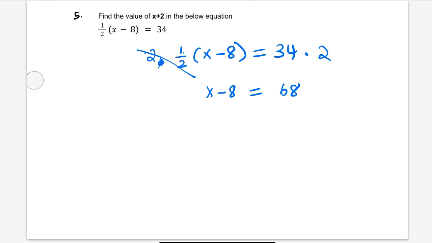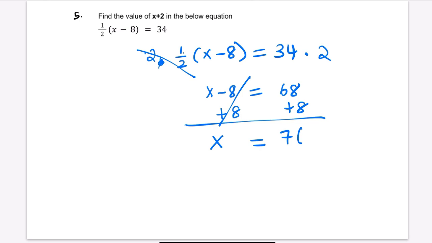Fractions, multiply by its inverse. Now, so x minus 8 is 68. Again, we are asked to find x plus 2. So let's find x and then find x plus 2 in this problem, right? So let's add the inverse of negative 8, which is positive 8, on both sides. So we are left with 8 and negative 8 getting cancelled out. We are left with x on the left side. 68 and 8 is 76.